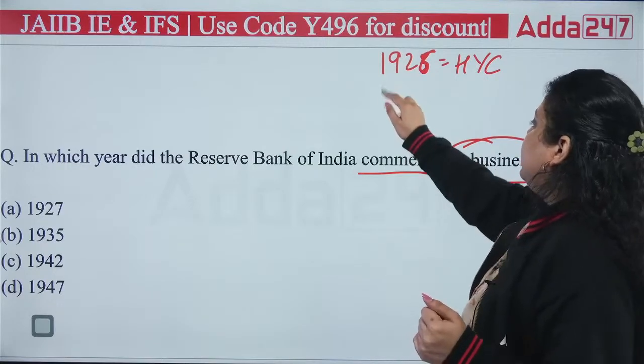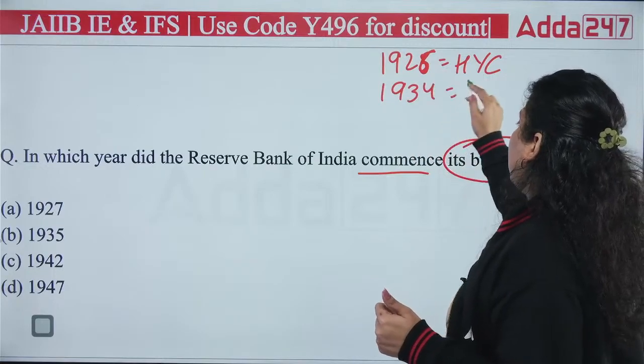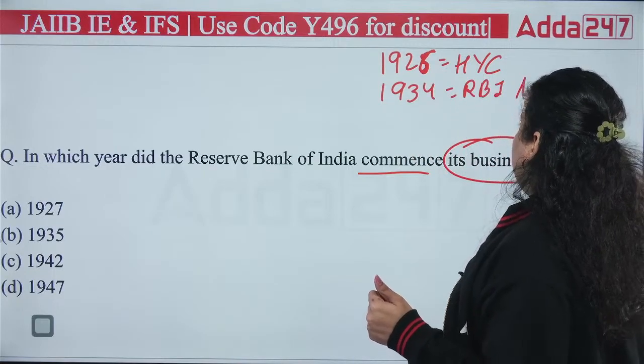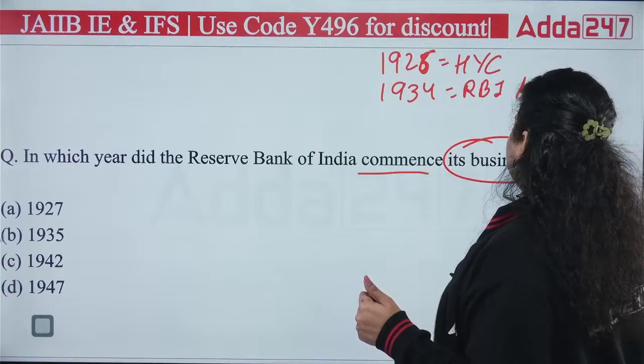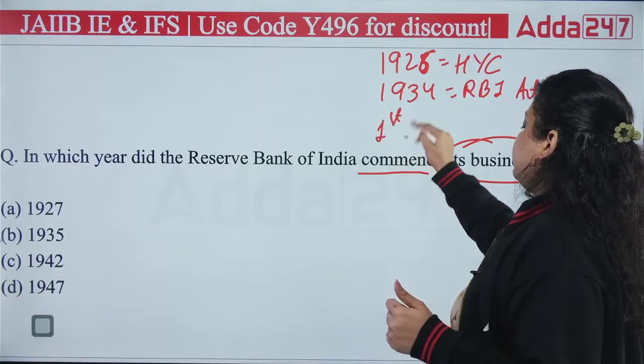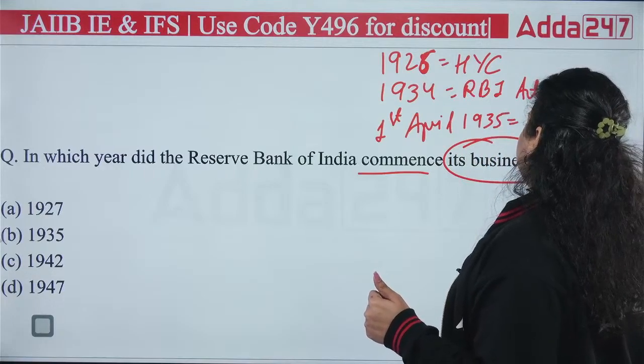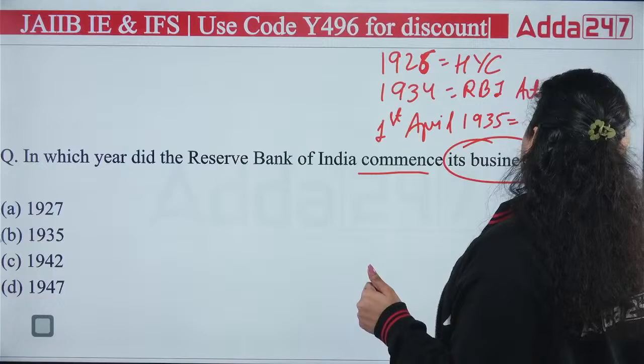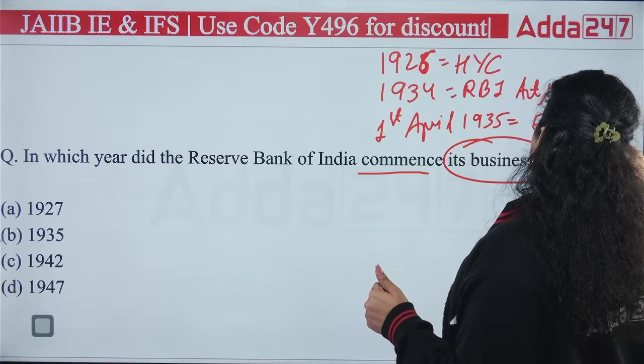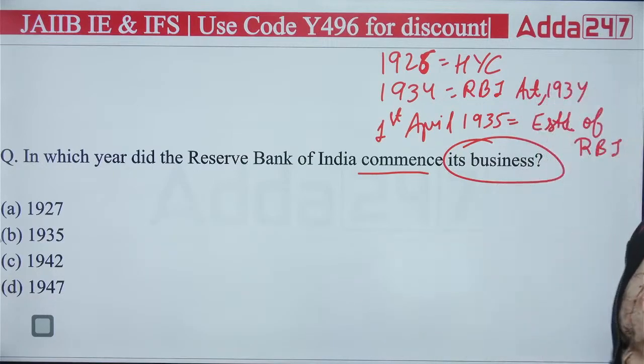Then in 1934 the RBI Act came. RBI Act 1934 was introduced, and on 1st of April 1935 the establishment of RBI was done.